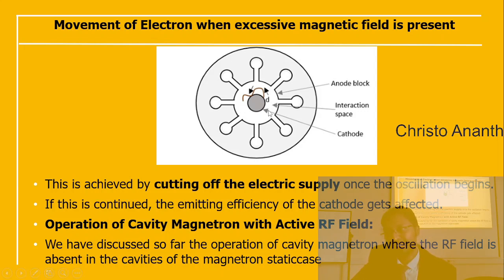This is actually handled by cutting off the electric supply when some oscillation comes. You immediately cut off the electric supply. If this continues, the emitting efficiency of the cathode will be affected. So this is the problem. Then we'll understand the operation of the cavity magnetron with the active RF field. First, we'll try to understand the operation of the cavity magnetron where the RF field is absent in the cavities of the magnetron structure.